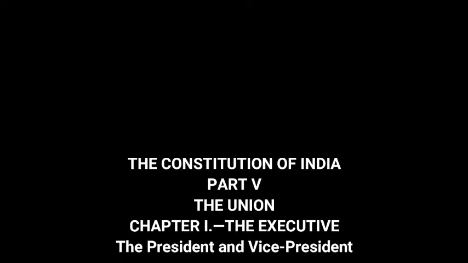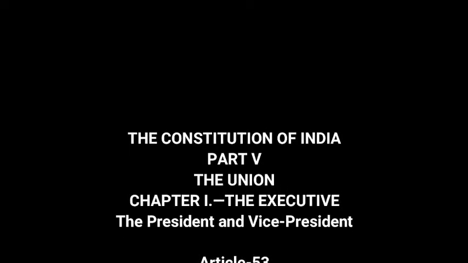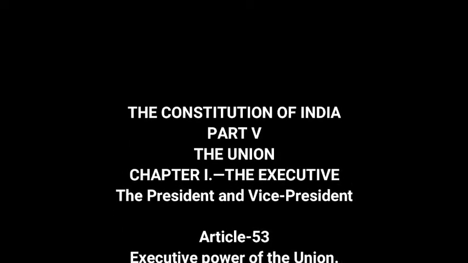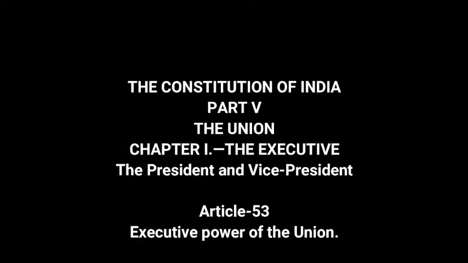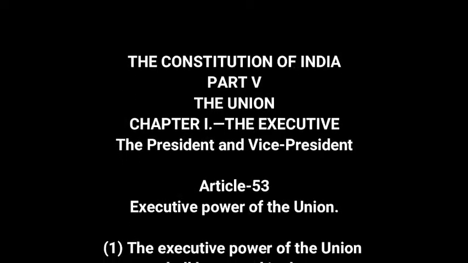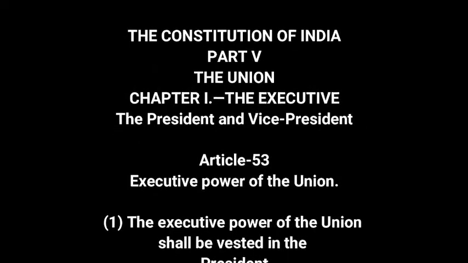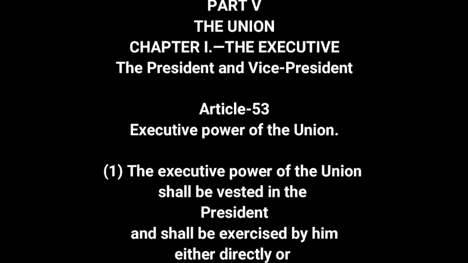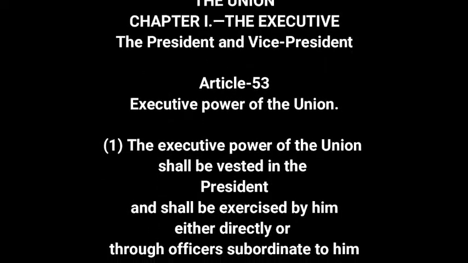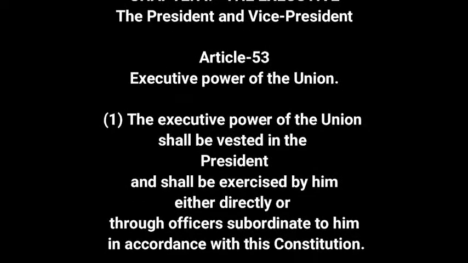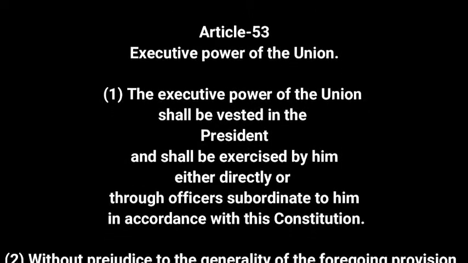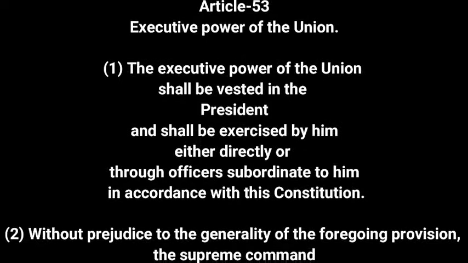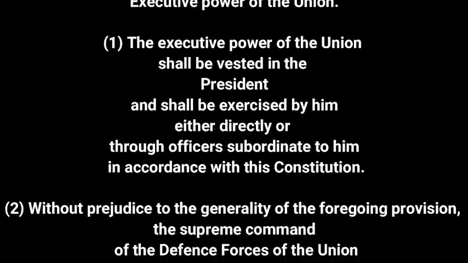The Constitution of India. Part 5. The Union. Chapter 1. The Executive. The President and Vice President. Article 53. Executive power of the Union. 1. The executive power of the Union shall be vested in the President, and shall be exercised by him, either directly or through officers subordinate to him, in accordance with this Constitution.